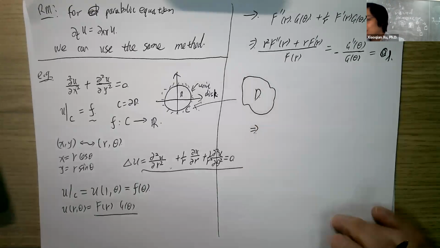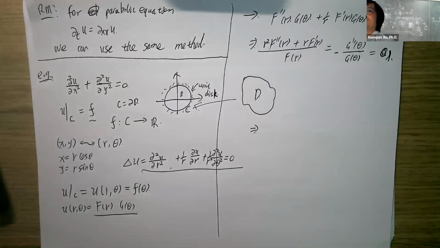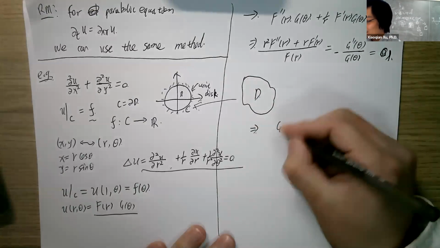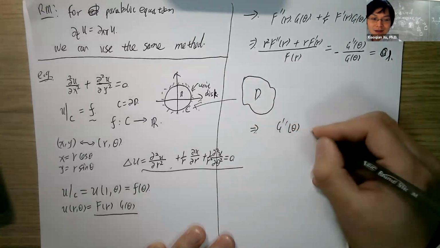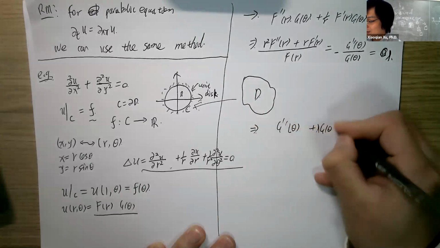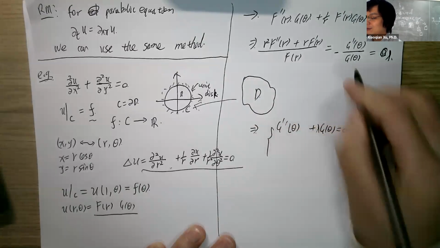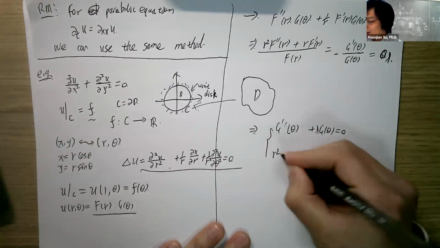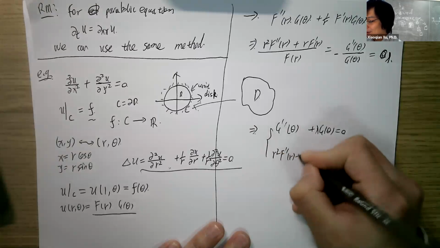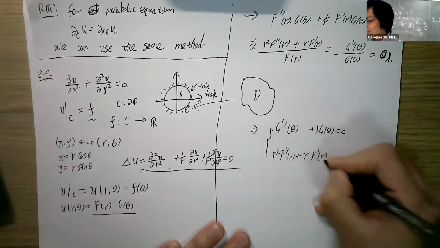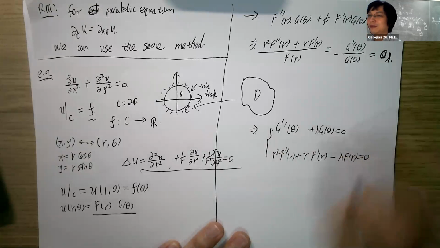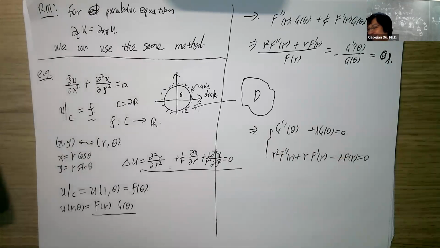So we have to solve this differential equation. The first one is relatively simple: g double prime theta plus lambda g theta equals 0. This one is simple, but the other one seems very complicated: r squared f double prime plus r f prime minus lambda f r equals 0. This looks not so nice.